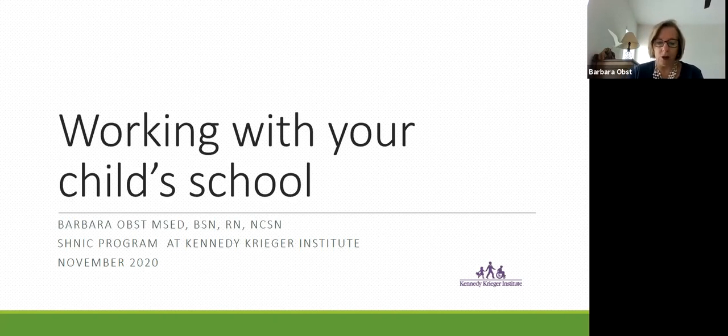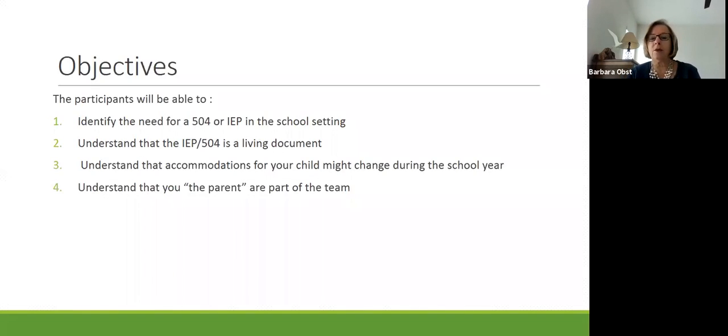Working with your child's school. Some of the objectives that I have are the need for a 504 or an IEP in the school setting, understanding that the IEP and the 504 is a living document, understanding that accommodations for your child might change during the school year, and understanding that you, the parent or the guardian, are a major part of the team.